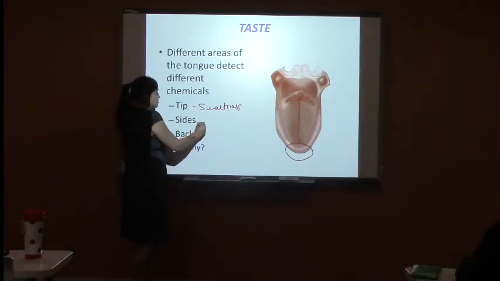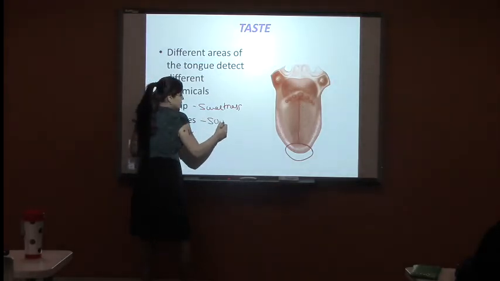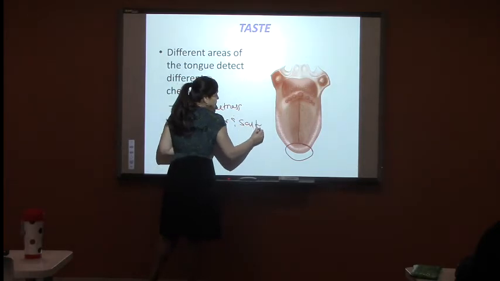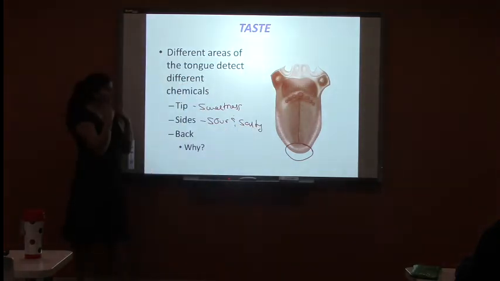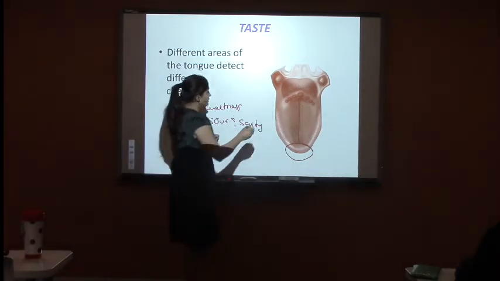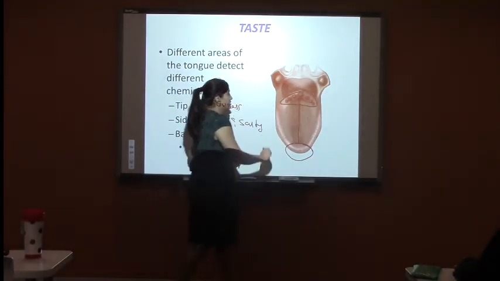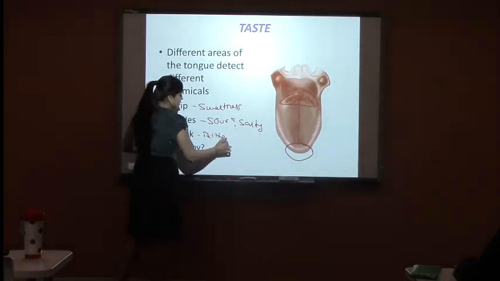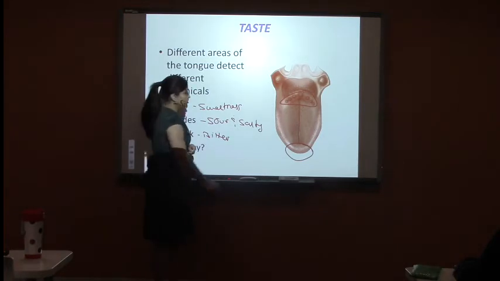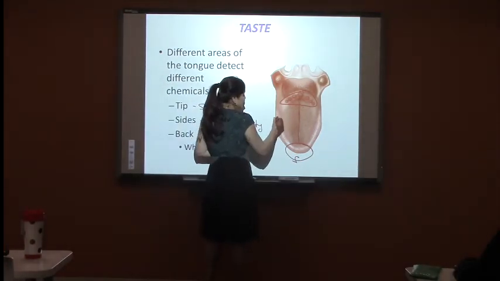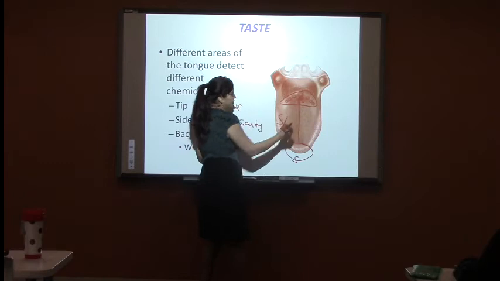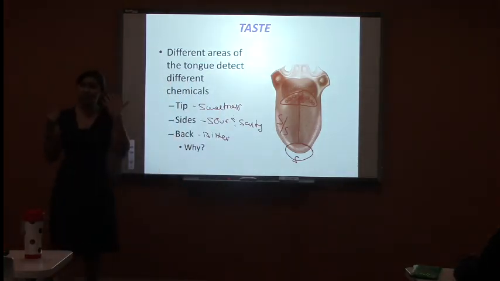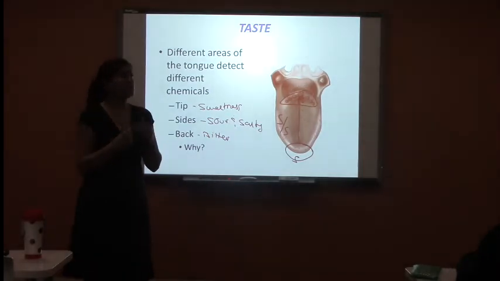What do the sides do? Sour and salty. Sour and salty are at your sides. And what is the back? Right here. Bitter. Okay. So sweet, sour, salty, and bitter. Okay. So bitter is in the back. Sour and salty is on your side, and sweet is on the tip of your tongue.